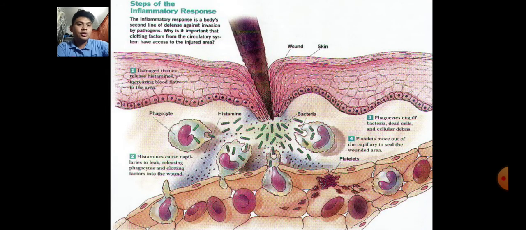Yan po, yan po yung sample. The histamine, phagocyte, yan po yung mga bacteria, di ba? Yan. Yung nakikita nyo po yung mga small pigment na humaharang sa mga bacteria. Yan po yung histamine.